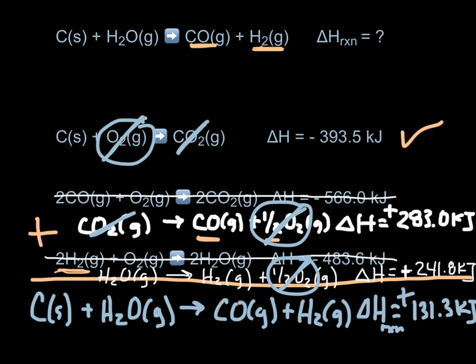So when we add everything up, we get carbon solid reacts with water gas to produce carbon monoxide gas and hydrogen gas. Our delta H of reaction is a positive 131.3 kilojoules. Since it's positive, take a moment and decide, is it an endothermic or exothermic reaction? And if you said it was an endothermic reaction, you are correct. So let's give you some practice.